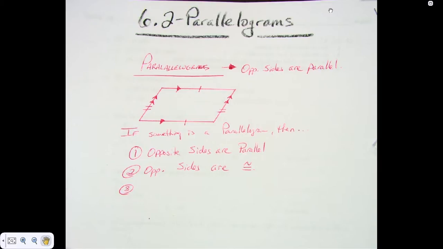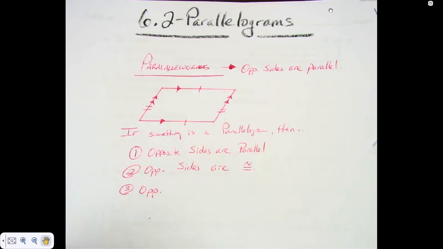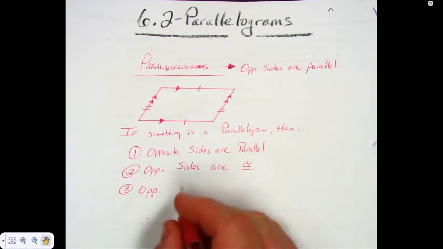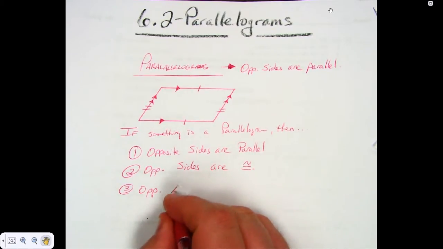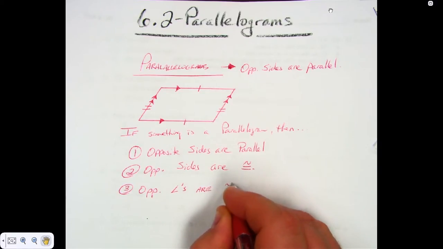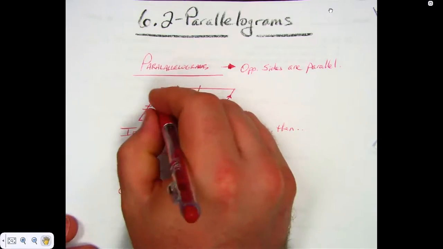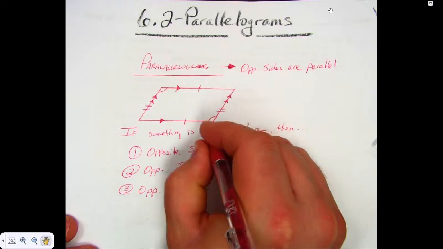Three. What does that mean? Opposite angles are congruent. So this angle is congruent to the one opposite it, that one.